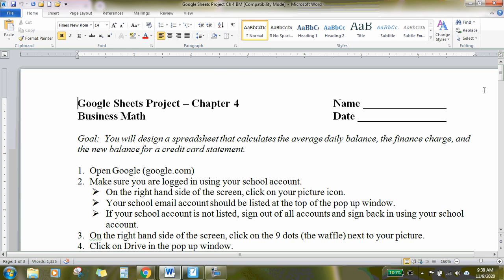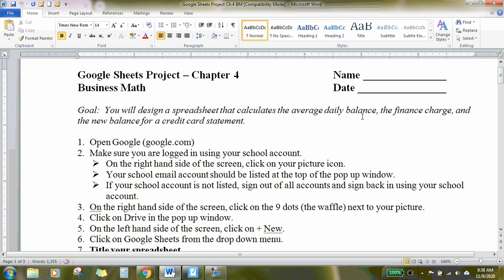This is a project where you're going to design a spreadsheet that calculates the average daily balance, as well as the finance charge and the new balance for a credit card statement. So we're doing this project instead of doing section 4.3 in the book.